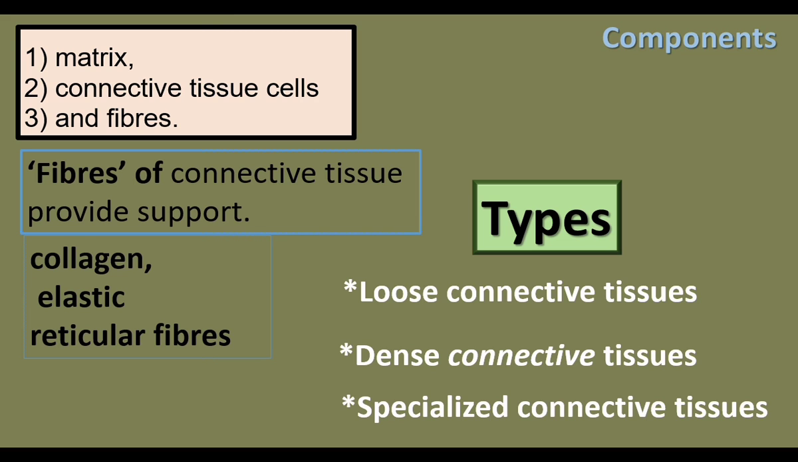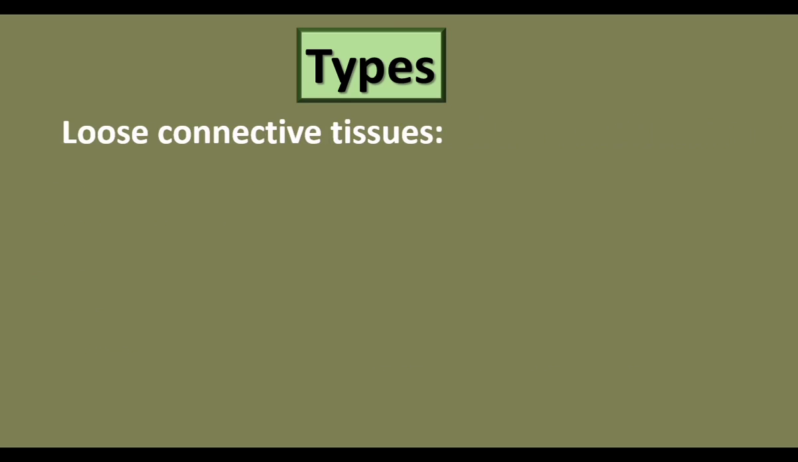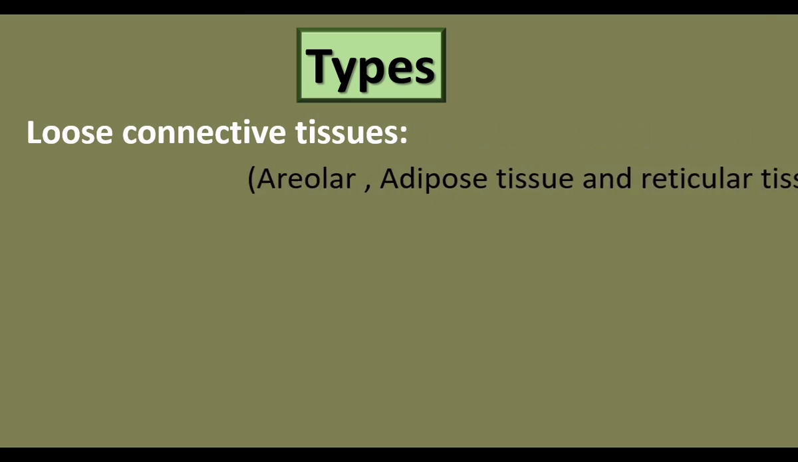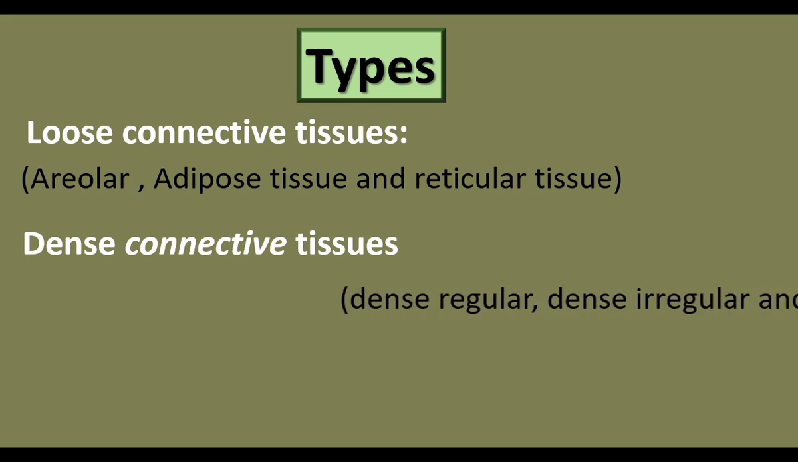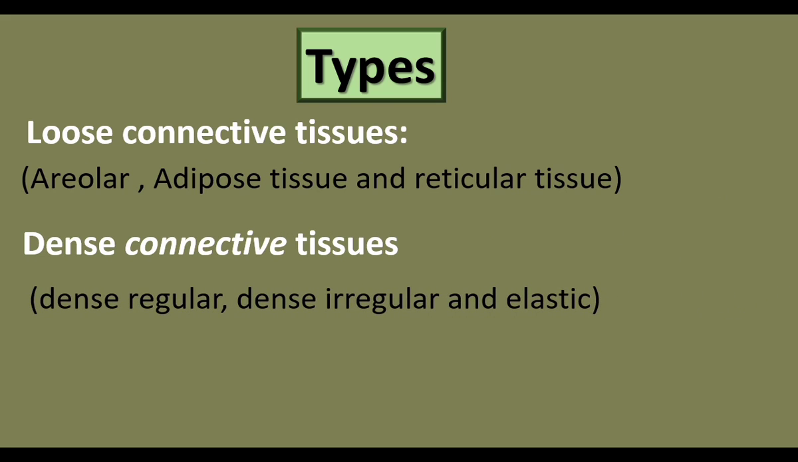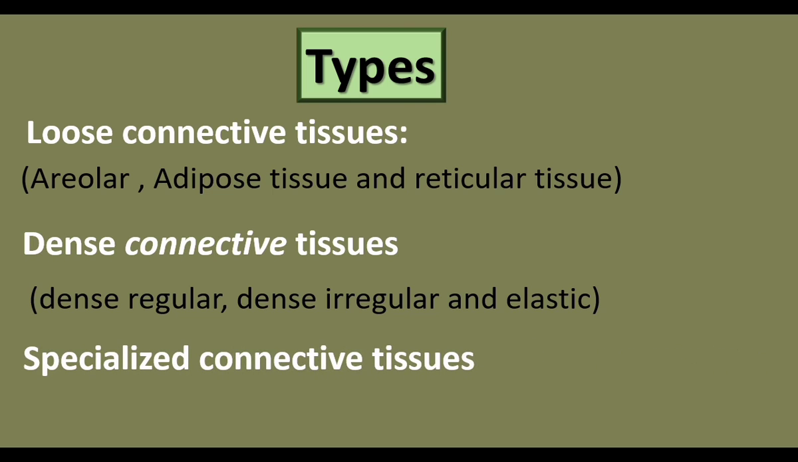Let us see the subtypes of these three. Loose connective tissues include areolar tissue, adipose tissue, and reticular tissue. Dense connective tissue includes dense regular, dense irregular, and elastic connective tissues. Specialized connective tissues are cartilage, bone, and blood. Let us see the types one by one in detail.